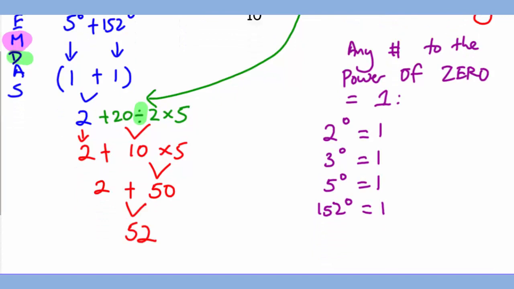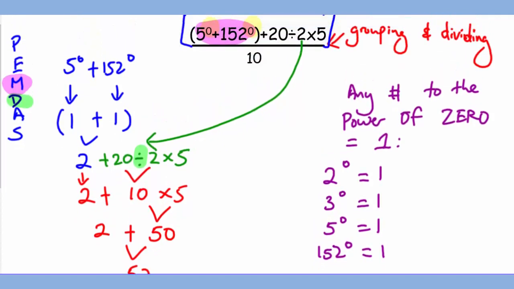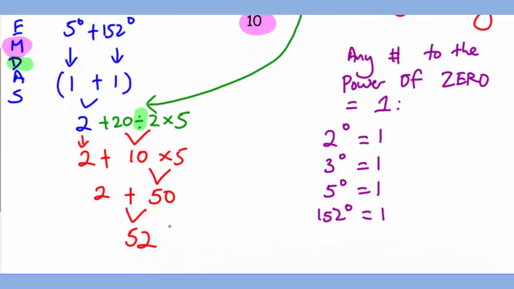Don't forget that there is still the 10 from earlier, so we have to bring this 10 down. We get 52 divided by the last thing, which is the 10, and that would bring us 5.2 as the final answer. Again, please take your time and go over this question and why any number to the power of 0 equals 1. That's it for the lesson.